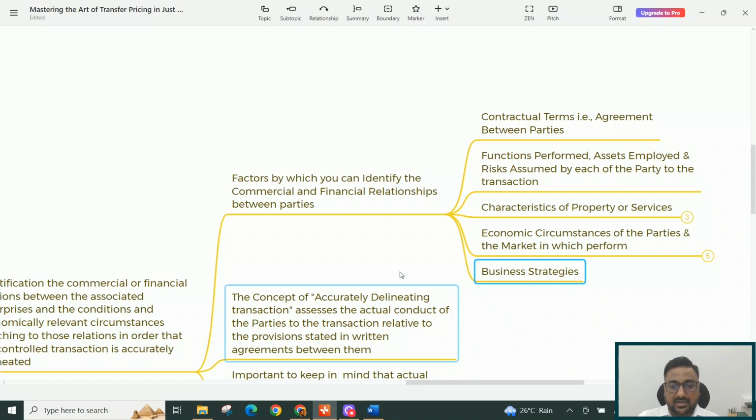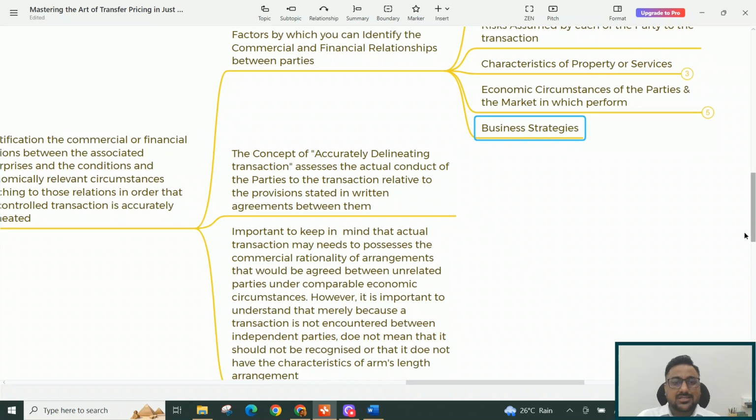I hope that clarifies. I'll just come to the next point, which says that the concept of accurately delineating a transaction assesses the actual conduct of the parties to the transaction relative to the provisions stated in written agreements between them. So guys, if a client comes and says that we have done our role in this entire transaction was this etc., you need to understand the actual conduct, what has happened.